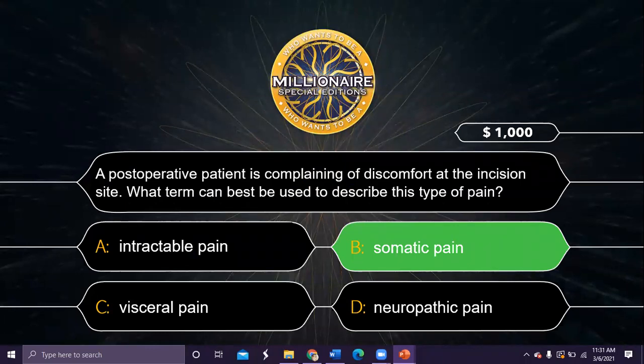Somatic is correct because it's at the skin and subcutaneous level, right? It has to do with muscles, bones, etc.